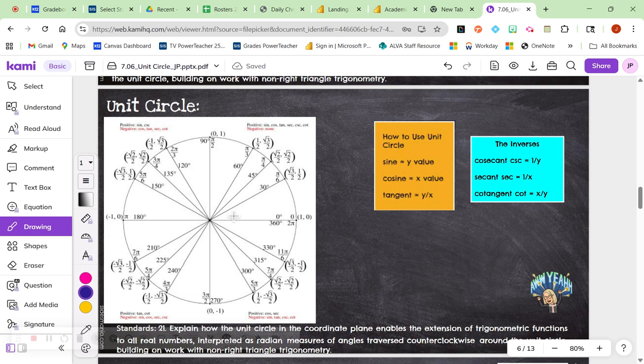This is called a unit circle because if we look at one radius, it is 1 unit long, and we know that because the ordered pair here is 1, 0. So 1 unit to the right, 1 unit up, 1 unit to the left, 1 unit down. That's why this is called a unit circle.